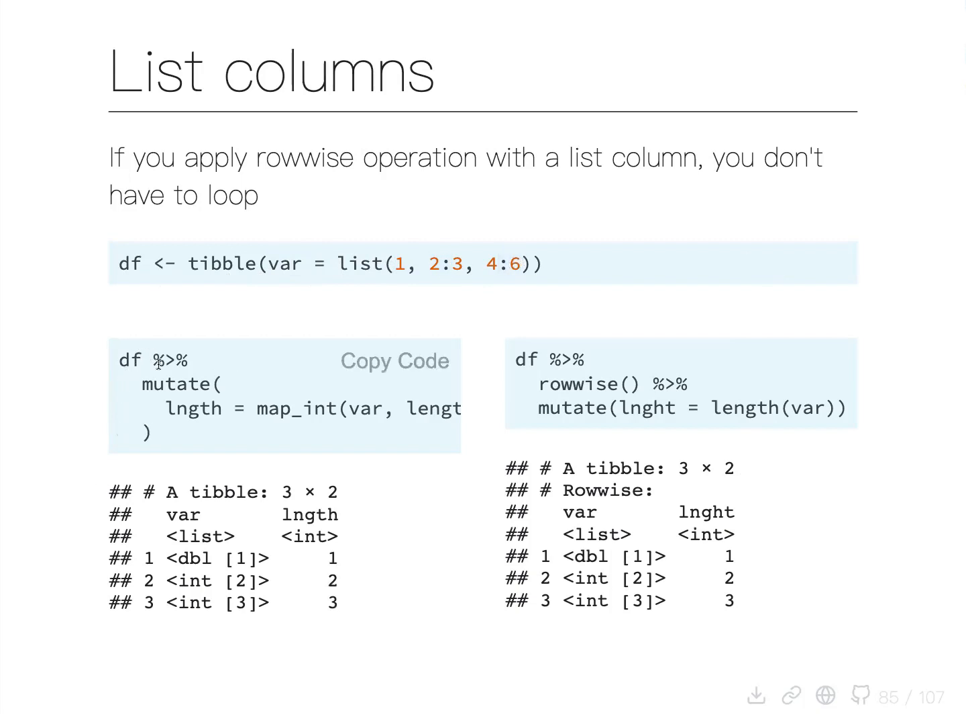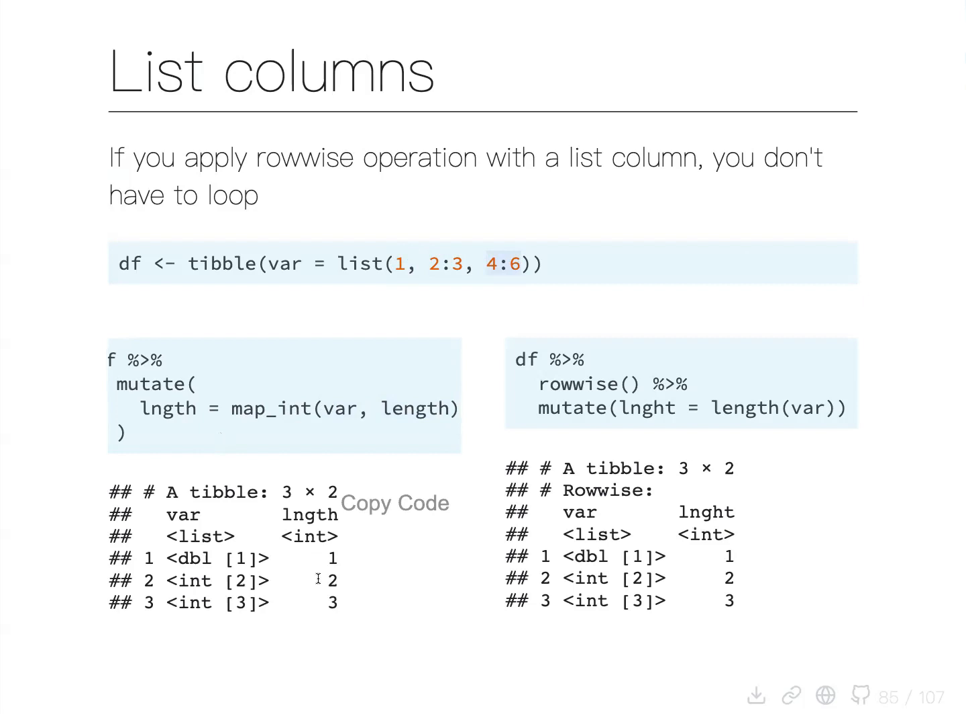So from df, I can mutate and say, what's the length? And I would say map int, so to say, give me an integer back. For var, what's the length? Okay, so it's going to loop through each element of var and give me the length. So I should get 1, 2, and 3, right? Because this is 2, 3, and this is 4, 5, 6, right? So that's 3 elements long versus 2 versus 1. And that's what I get.